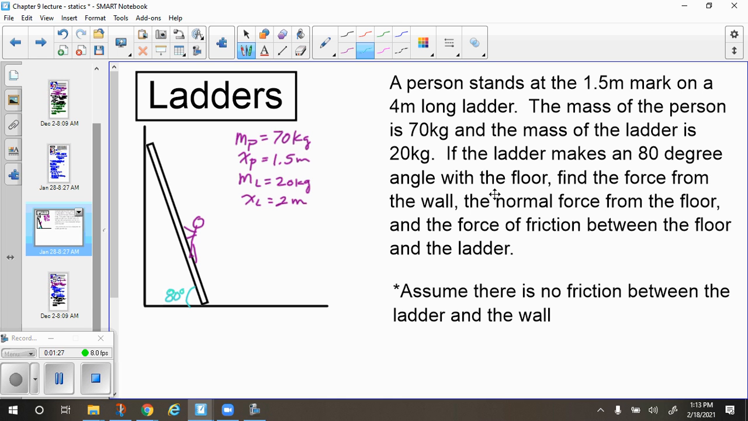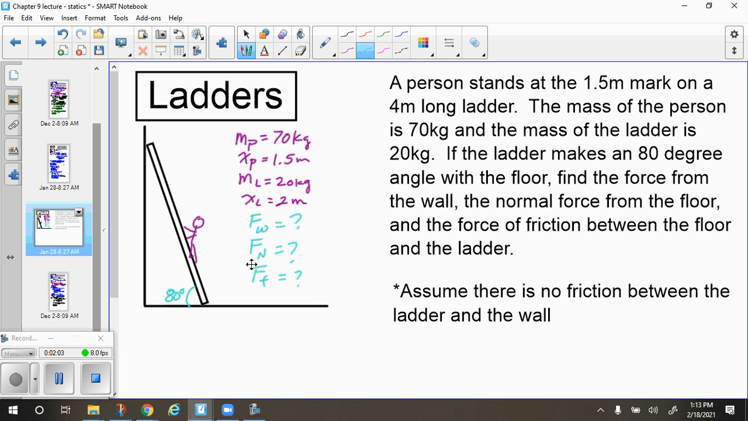And we need to find the force from the wall. We'll call that FW. We need the normal force from the floor. We'll just call that FN. And we need the frictional force between the floor and the ladder. Now, notice that it says assume there is no friction between the ladder and the wall. In our class, we won't be having friction there. It makes the problem quite a bit more complicated.